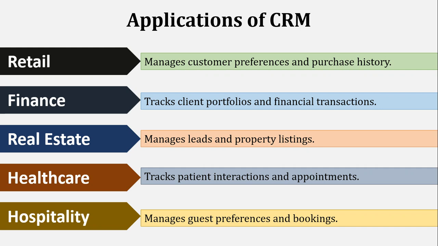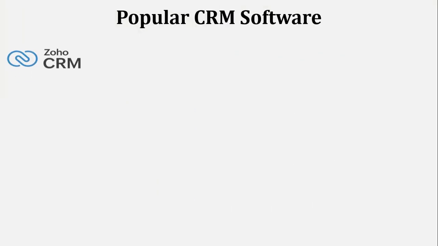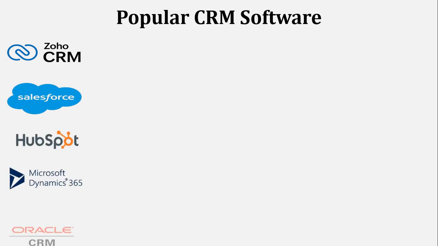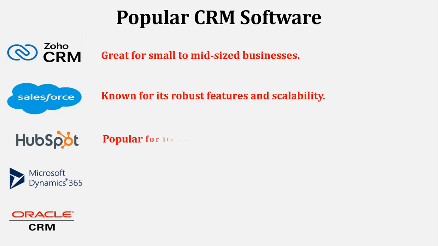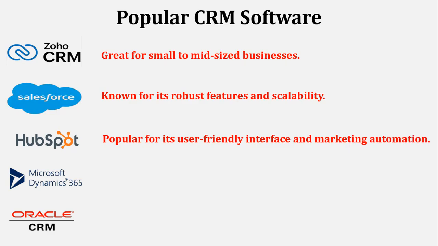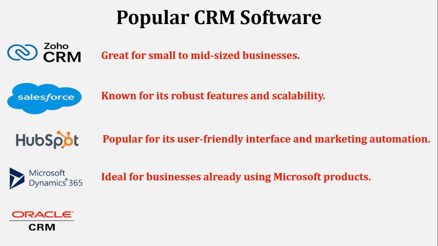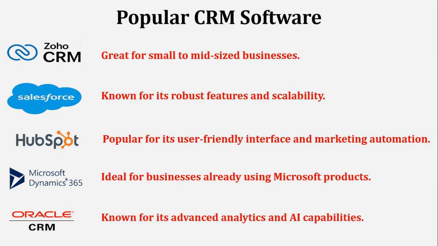Next, I'll shortly discuss some of the most widely used CRM systems worldwide. Zoho CRM is an online software that is great for small to mid-sized businesses. At number 2, we have Salesforce, which is the world's most trusted CRM platform, known for its robust features and scalability. Then we have HubSpot, which is popular for its user-friendly interface and marketing automation. While Microsoft Dynamics 365 is ideal for businesses already using Microsoft products. In the end, we have Oracle CRM, known for its advanced analytics and AI capabilities.